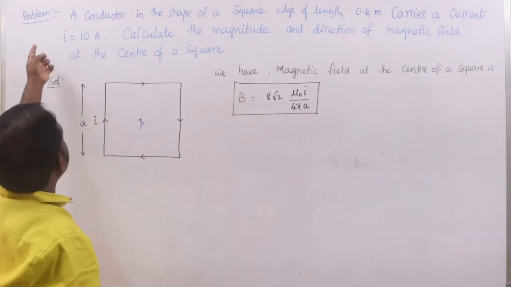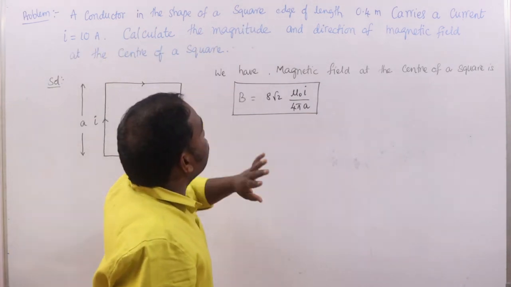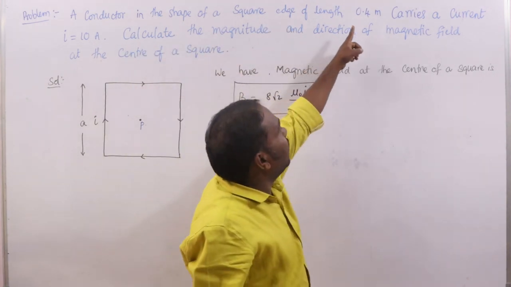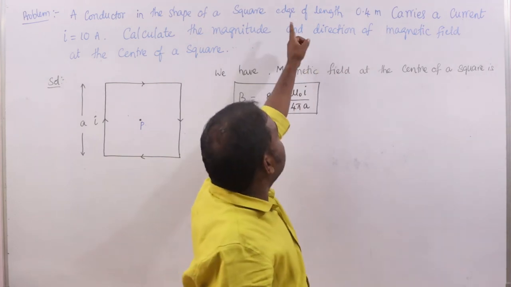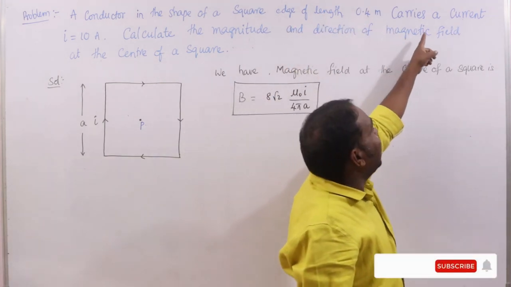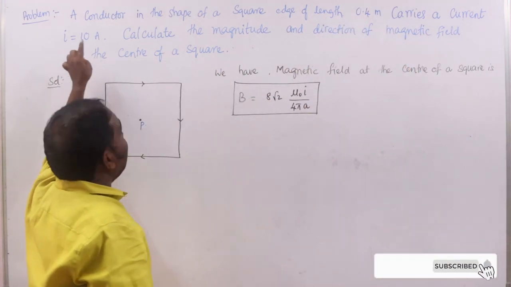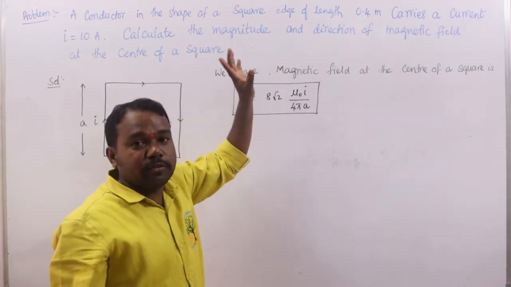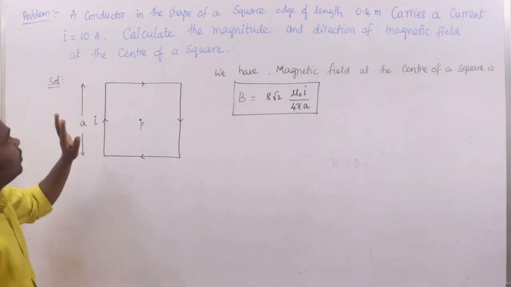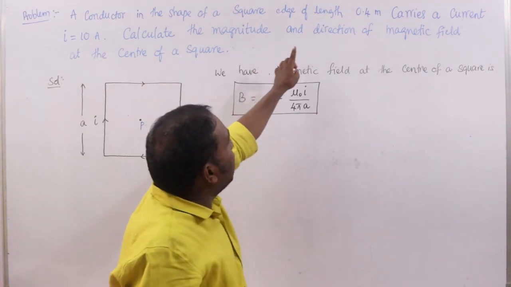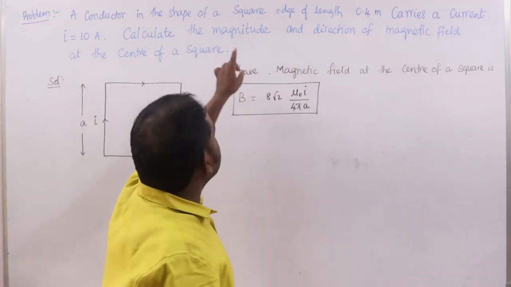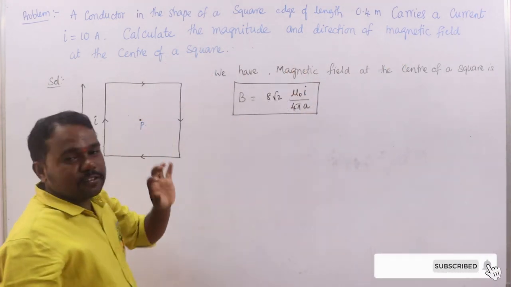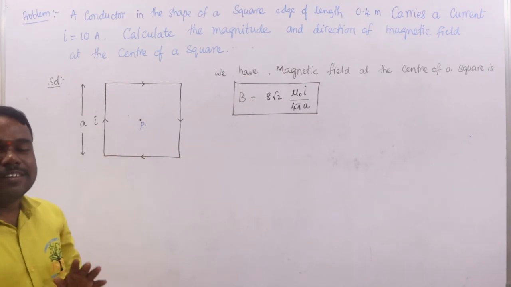Here we have a problem: a conductor in the shape of a square, edge of length 0.4 meter, carries a current of 10 amperes. Okay, edge is 0.4 meters, current is 10 ampere. Then calculate the magnitude and direction of the magnetic field at the center of a square.